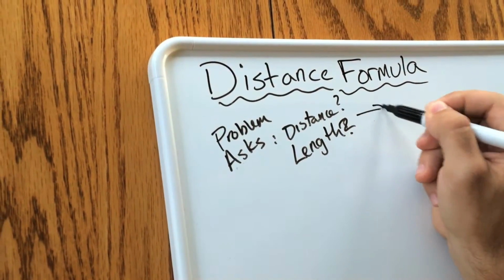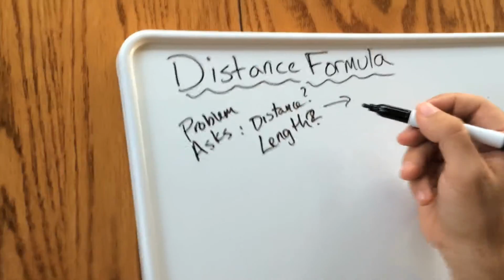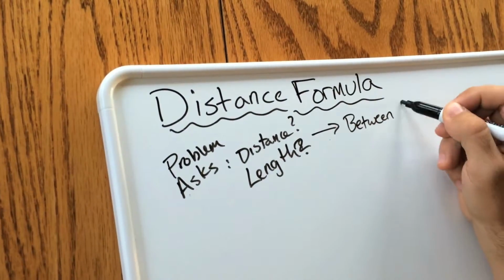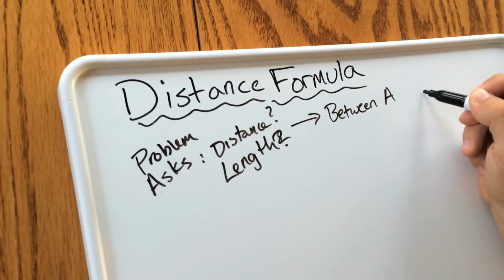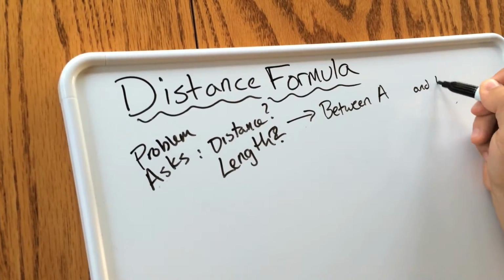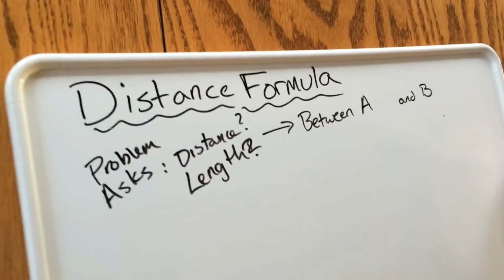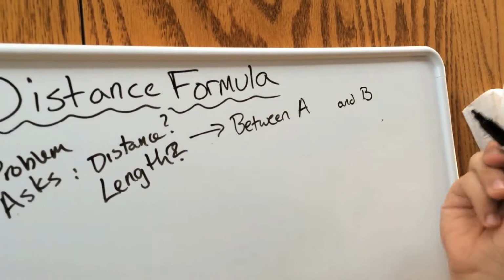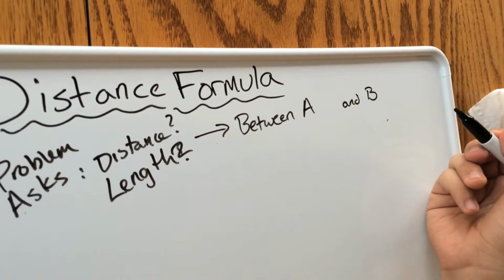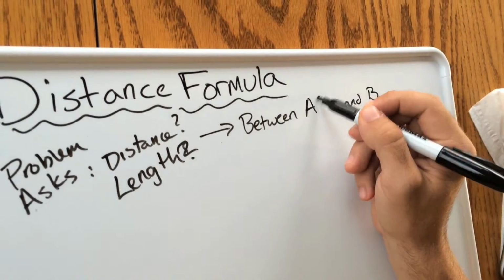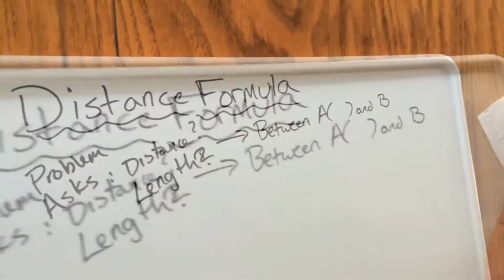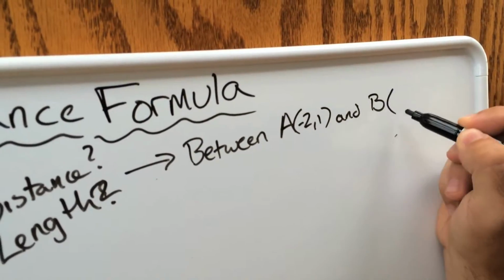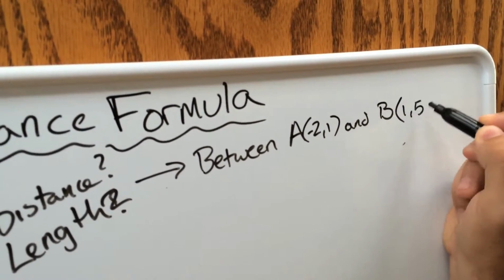Now, always it'll ask for the distance or length between point A and point B. Now, it may use different variables, AB, BC, but it'll always ask for the distance between two given points. Now, for this problem, let's call this A is -2, 1, and B is 1, 5.